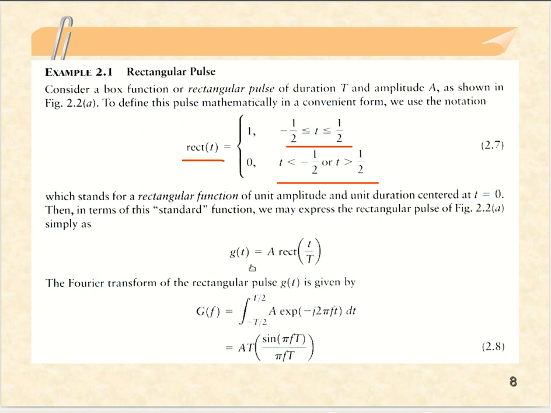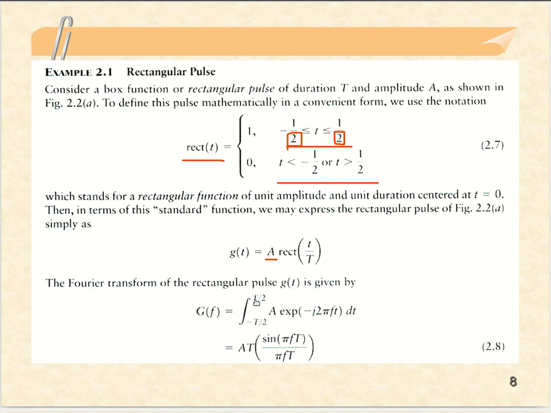Now, if we make a standard definition, our function has amplitude A and is named A rect of t over T. So from minus 1 over 2 to 1 over 2 it is 1, and we can make it t over capital T. This is where it is. So this is the definition.